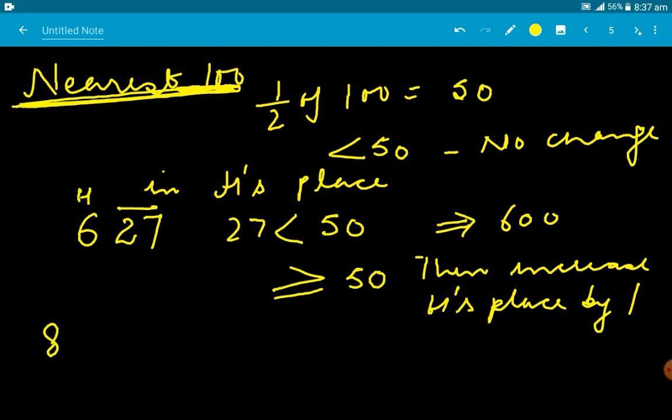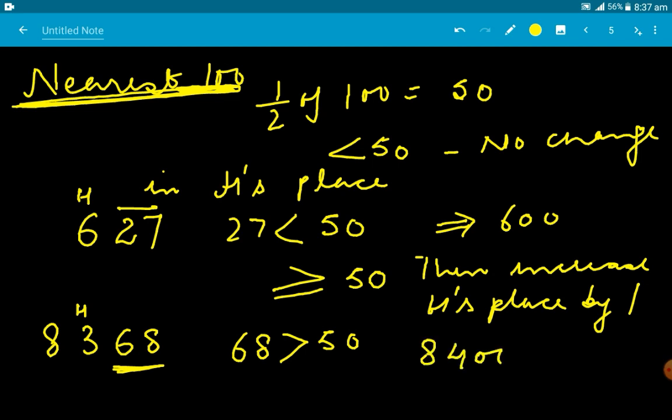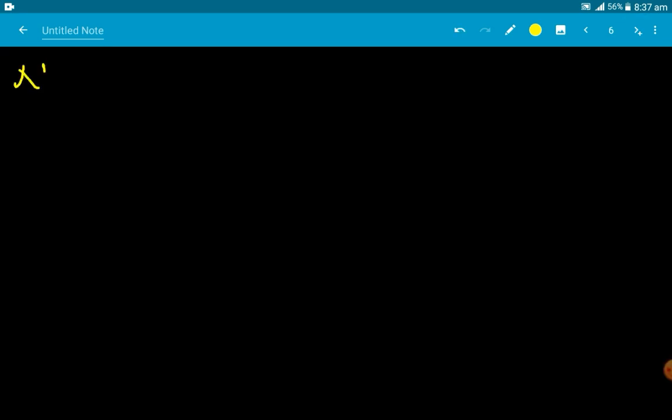Let's take one more example. Suppose I have written 8,368. See, this is more than 50. It means the hundreds place will be increased by 1. Now 68 is greater than 50. So the number will be 8,400. Clear?